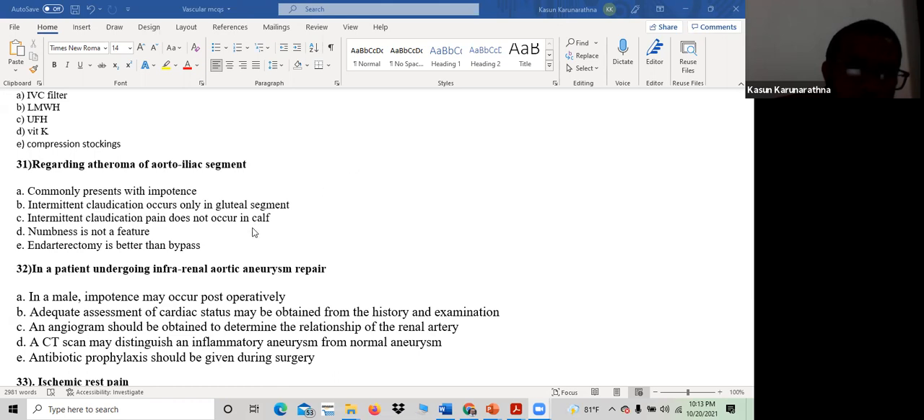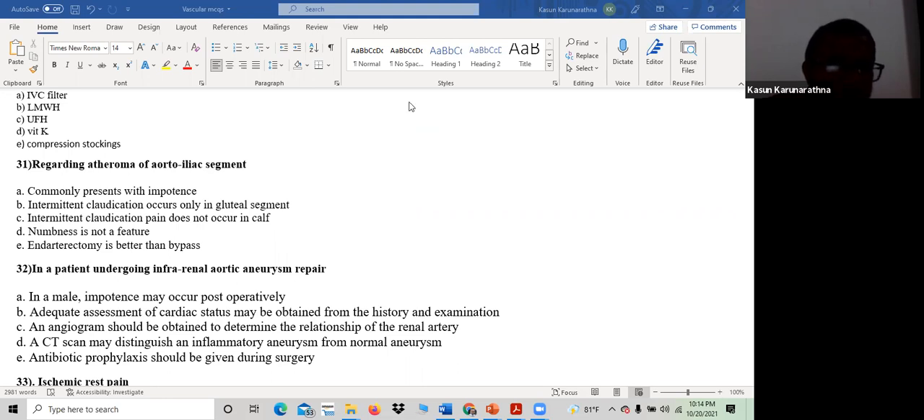Right. Then intermittent claudication pain does not occur in calf. That is false. No, again false. Numbness is not a feature. What do you say for this? Usually in chronic limb ischemia, numbness, paresthesia and paralysis are rare, but we can't say it's not a feature. Not common in chronic, but still it can occur. Yes, in acute limb ischemia, paresthesia is common. Still, it can be present due to ischemia, right? So numbness is not a feature, we can't say it is true. It's false. It can be a feature.